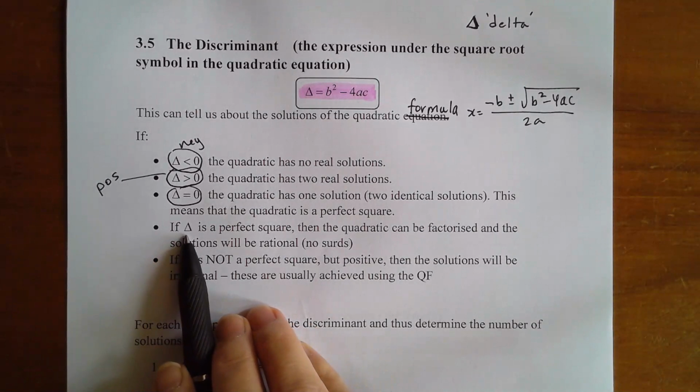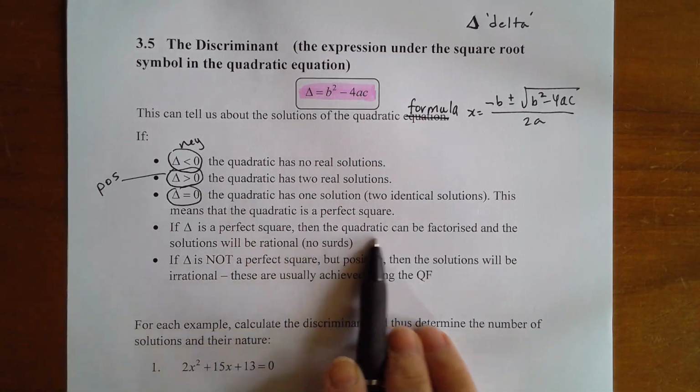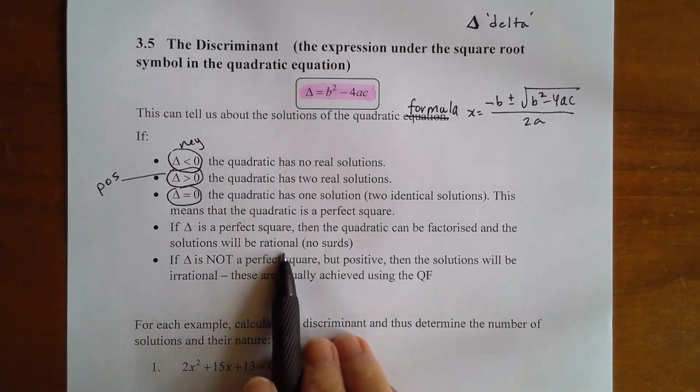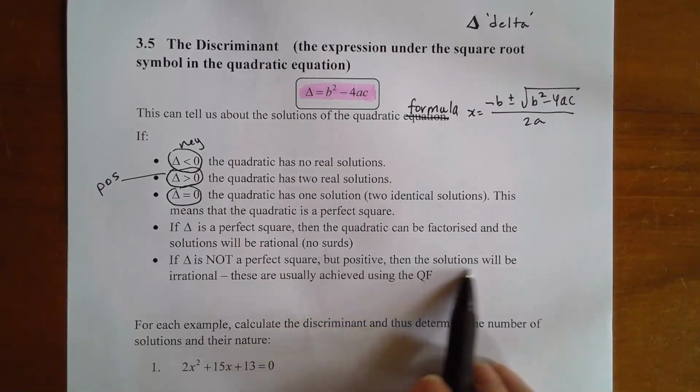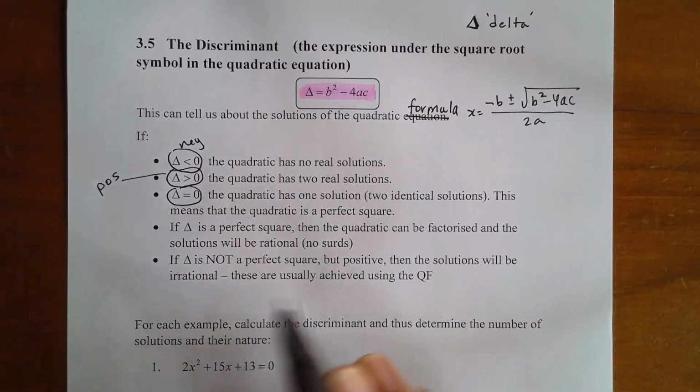If delta is a perfect square, then the quadratic can be factorized and the solutions will be rational. And if delta is not a perfect square, but positive, then the solutions will be irrational. I'll give you some examples.